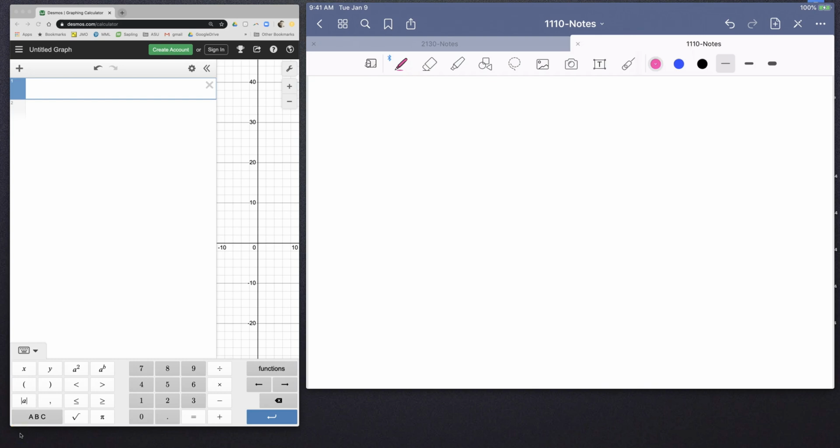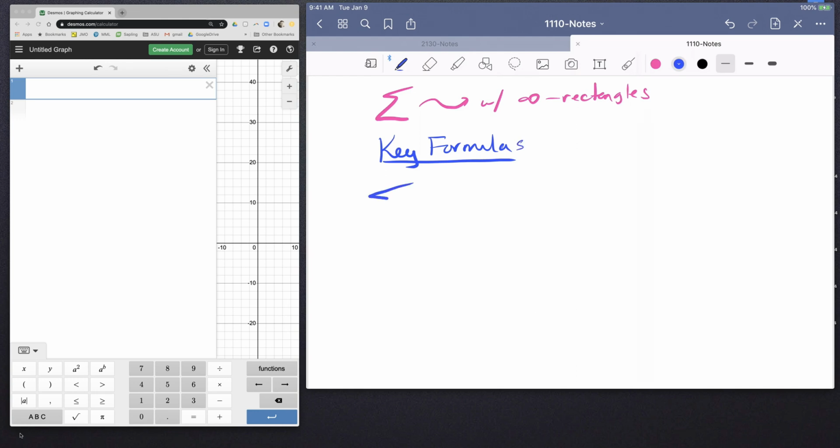All right, before we move to sigma notation with an infinite number of rectangles, we're going to need to look at some key formulas. Before we look at sigma notation, we need more complicated problems. We need to look at some key formulas. One of those key formulas is the summation from i going from 1 up to n of the number 1.